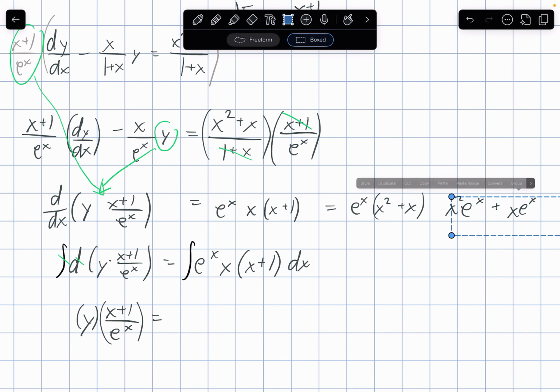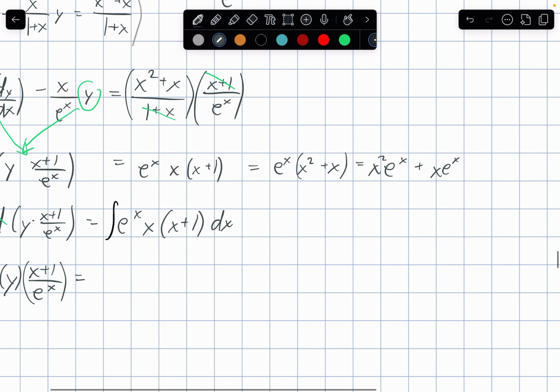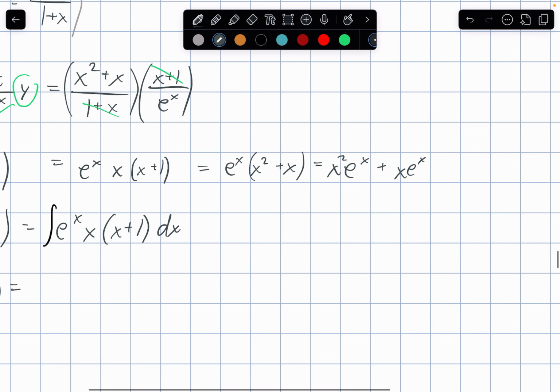I'm afraid we're going to have to do integration by parts if u substitution would not suffice. Let's see. Nope.